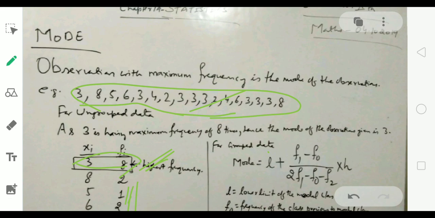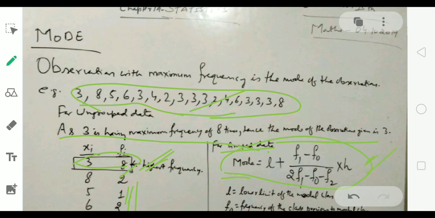But now the question arises: when we are given grouped data, how will we find the mode? For grouped data, there is a separate well-defined formula, and when we put all the values into that formula, we will get the value of mode and be able to solve the questions on mode.